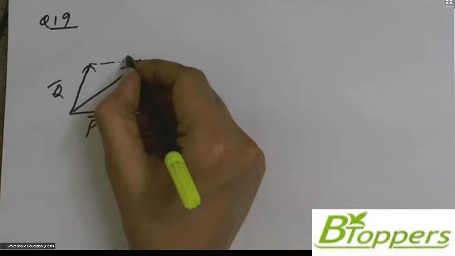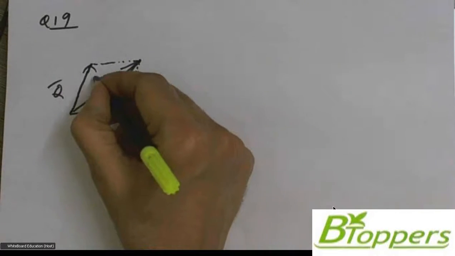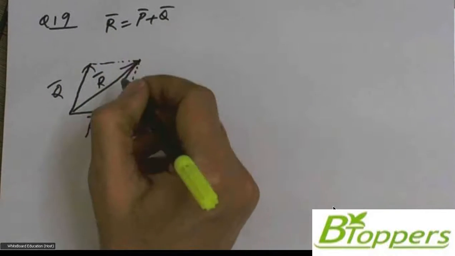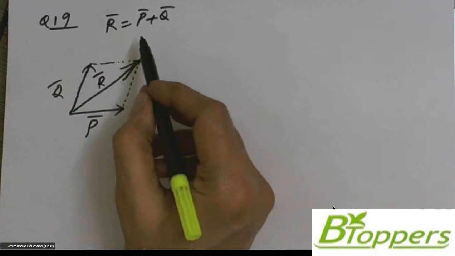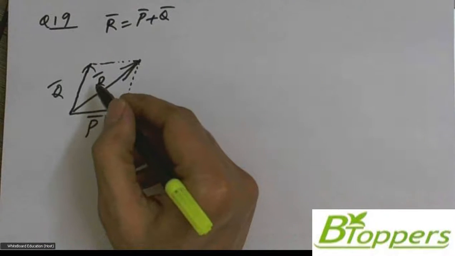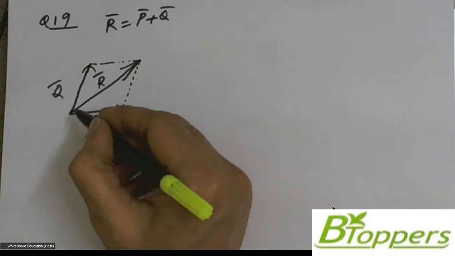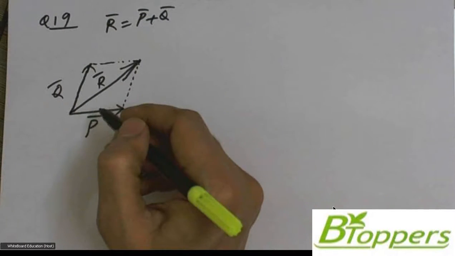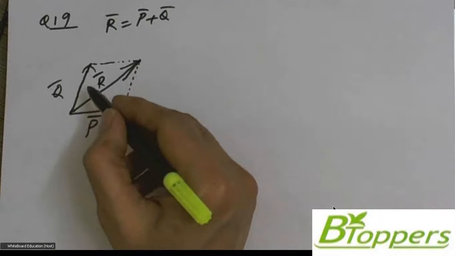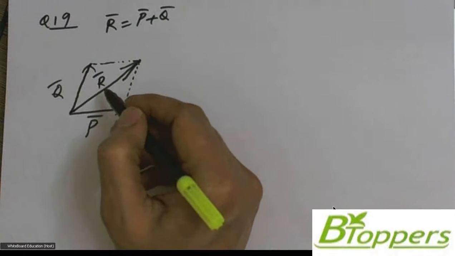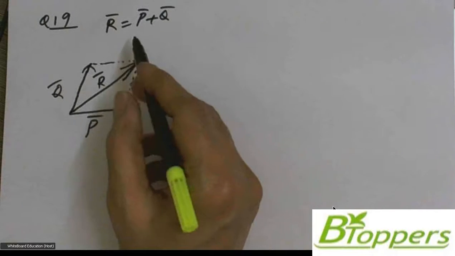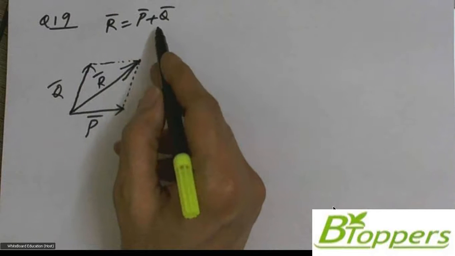Let R bar represent the resultant of the two vectors P bar and Q bar. From the parallelogram law of vector addition, the two vectors P bar and Q bar are represented graphically by the adjacent sides of the parallelogram, such that the tail of vector P bar is attached to the tail of vector Q bar. The diagonal of the parallelogram passing through their point of intersection represents their vector sum, or resultant, both in magnitude and direction.